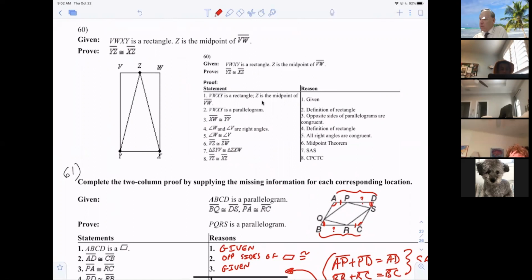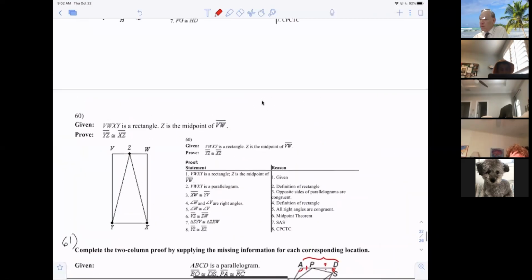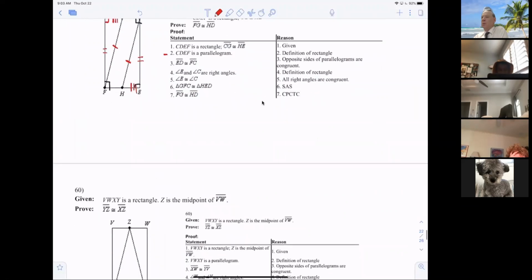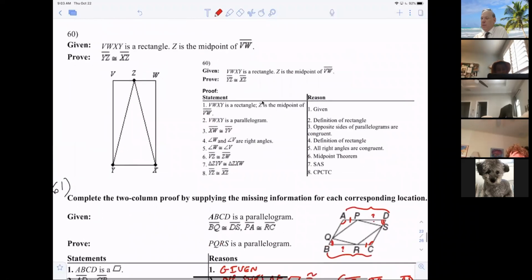Did I do? Yeah, that's almost the same exact thing, right? Because it's a rectangle, and a rectangle is a parallelogram, we can say this is equal because it's given. Definition of midpoint. Triangles are congruent. CPCTC. I don't think that's hard. Does everybody agree? Kind of the same as the last one almost.